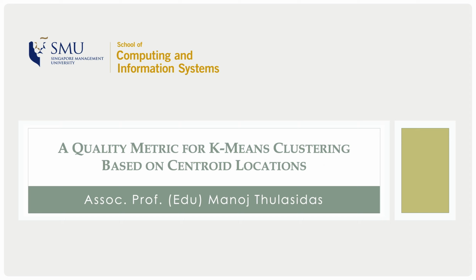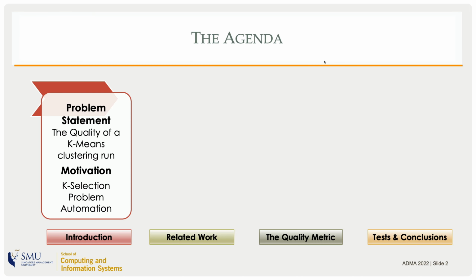My paper is on a new quality metric for k-means clustering based on centroid locations. Let's start with the problem statement. K-means clustering doesn't produce a good quality metric automatically. Why is this important? What is the motivation behind this work?